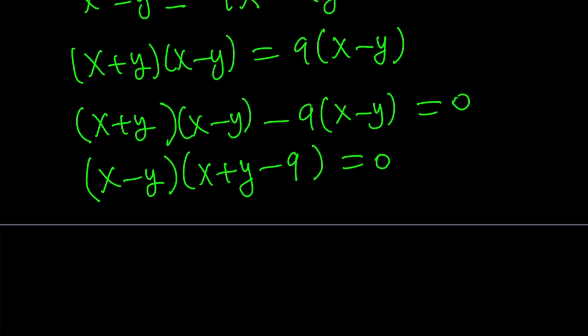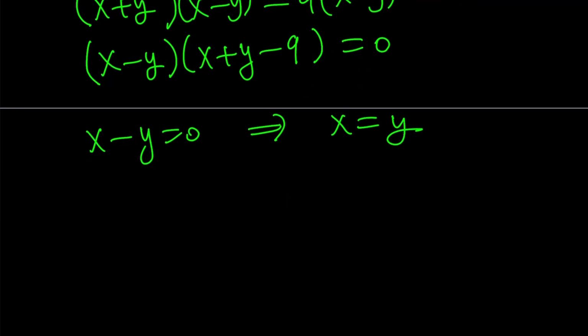And from here, from the zero product property, I don't know why they call it that, it's kind of a weird name, but anyways, if a product is 0, then you check each factor and want it to be 0. First one, x minus y equals 0 gives us x equals y.